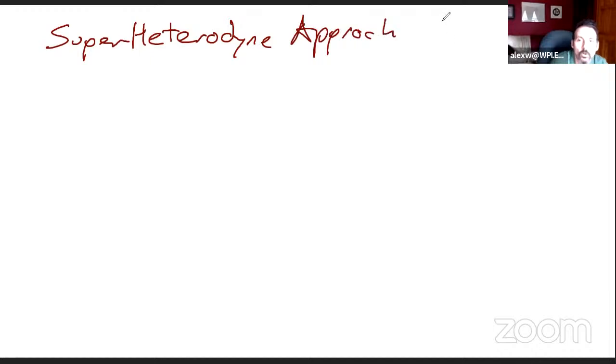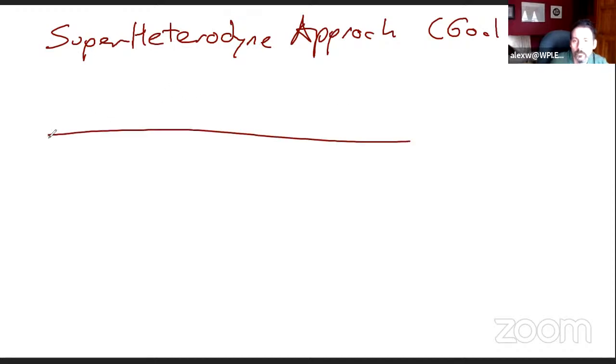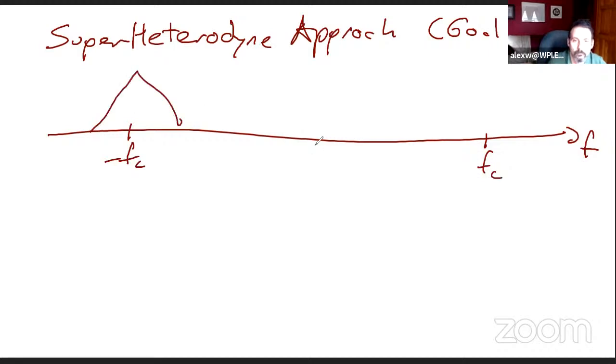Okay. And the goal: keep FC small. Very important. So the way to do that here, okay, so minus FC, FC, 0 is the following.